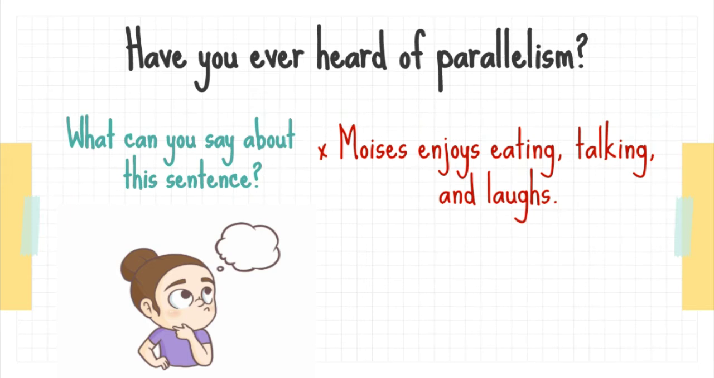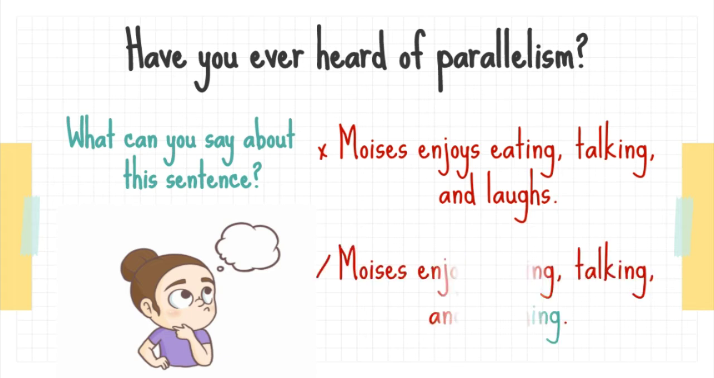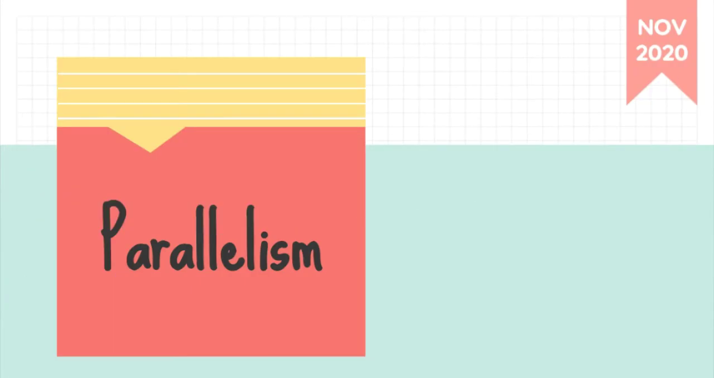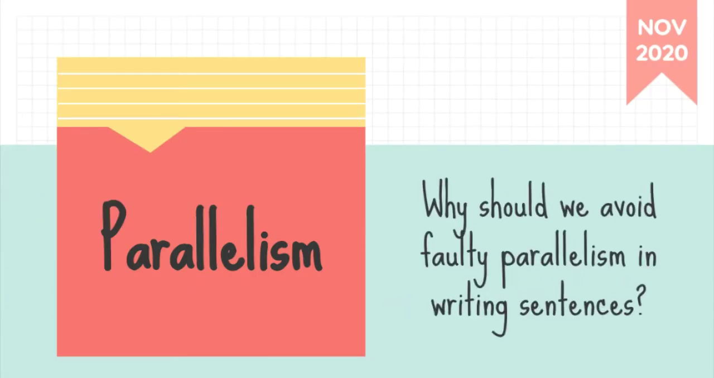So any idea on how to make this sentence parallel? To emphasize each item equally, the sentence can be corrected this way. Moises enjoys eating, talking, and laughing. So this is parallelism. So why should we avoid faulty parallelism in writing sentences?